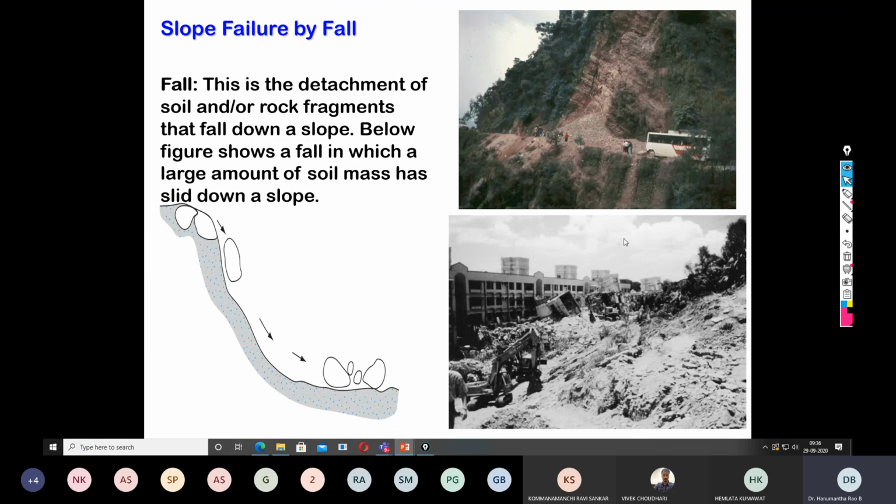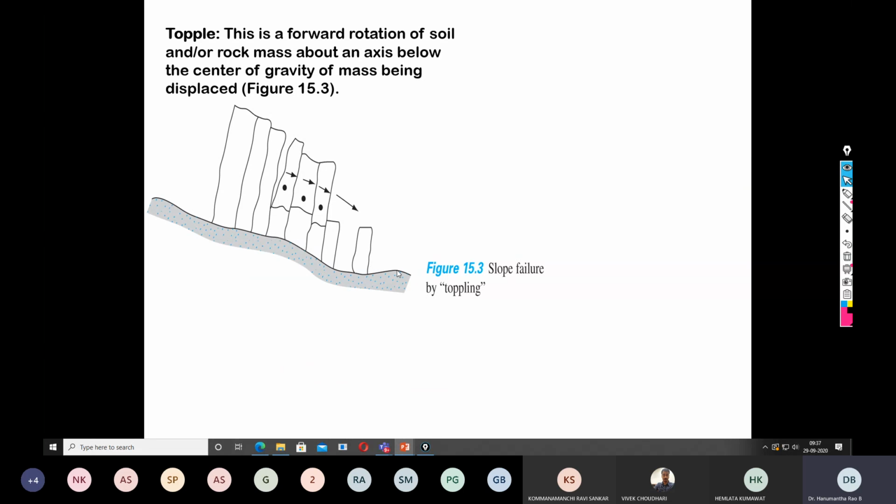So this is the topple. And this is the fall. This is the detachment of soil and rock fragments that fall down a slope. In the figure below, you can see large rocks falling from a greater height to a lower height. This is one example. These are called rock falls. And this is a topple. This is a forward rotation. Topple means there should be some kind of rotation over a fixed place. This is a forward rotation of soil or rock mass about an axis below the center of gravity of the mass being displaced. Here you can see how they are toppling one over another.